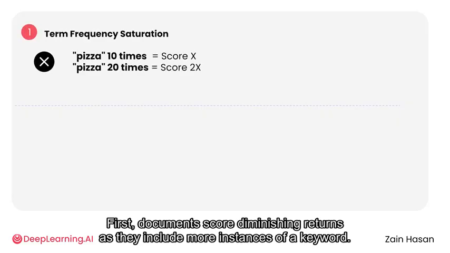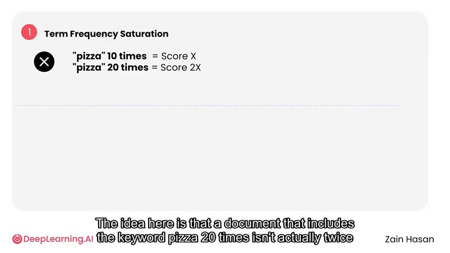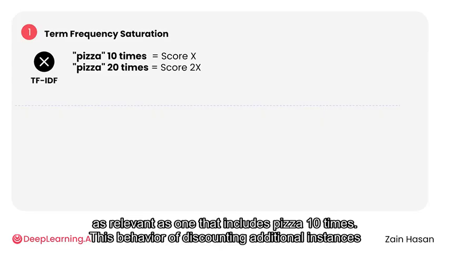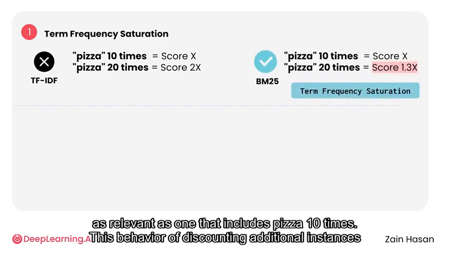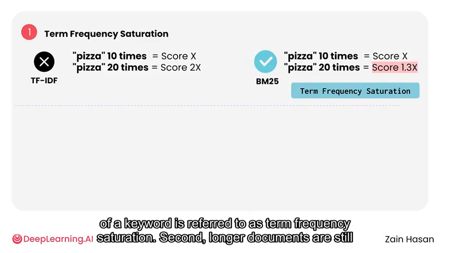First, documents score diminishing returns as they include more instances of a keyword. The idea here is that a document that includes the keyword "pizza" 20 times isn't actually twice as relevant as one that includes "pizza" 10 times. This behavior of discounting additional instances of a keyword is referred to as term frequency saturation.